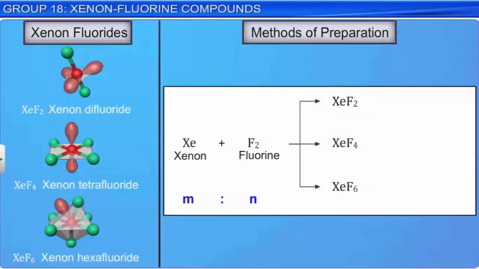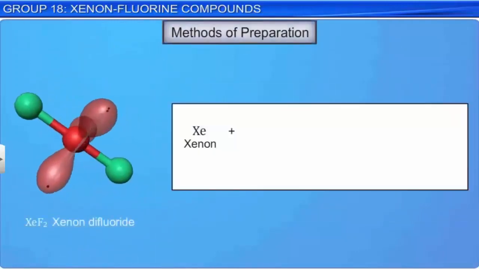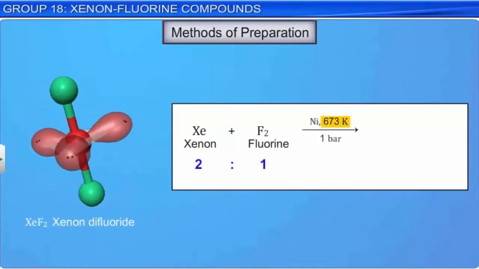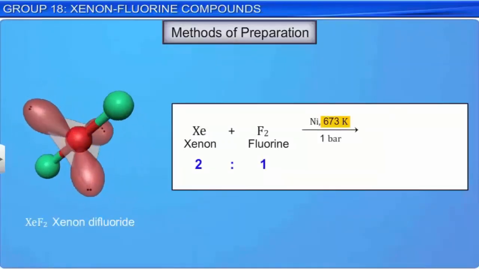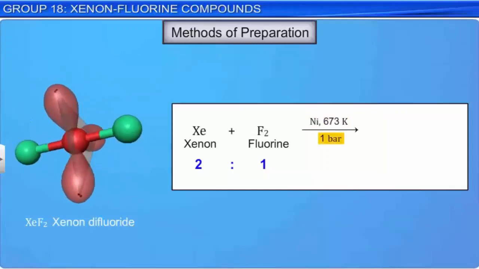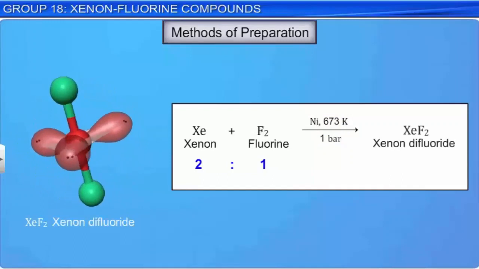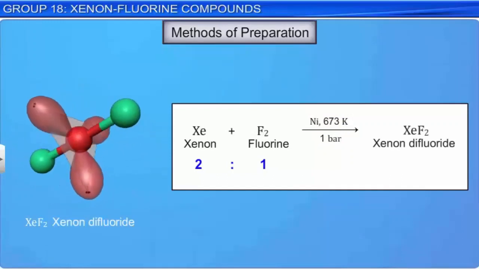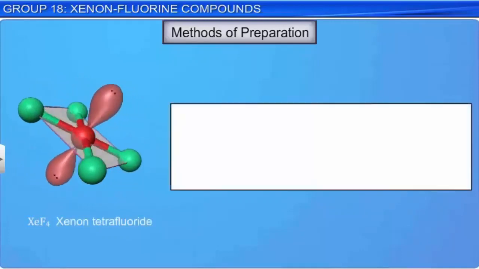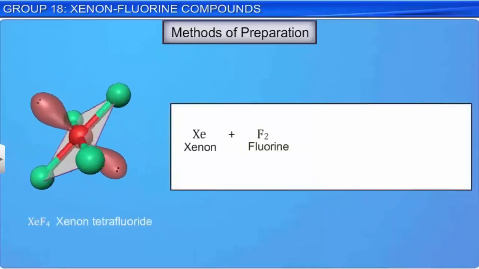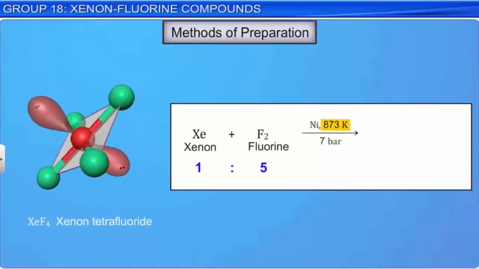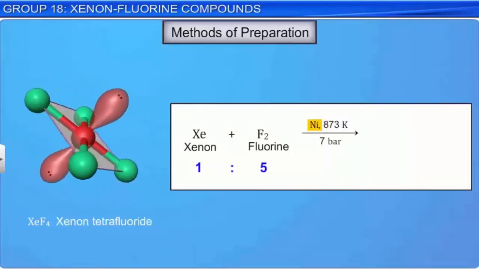When a mixture of xenon and fluorine in the ratio of 2:1 is heated at 673 Kelvin in a sealed nickel vessel at 1 bar pressure, xenon difluoride is formed. Xenon tetrafluoride is obtained when a mixture of xenon and fluorine in the ratio 1:5 is heated at 873 Kelvin in a sealed nickel vessel at 7 bar pressure.